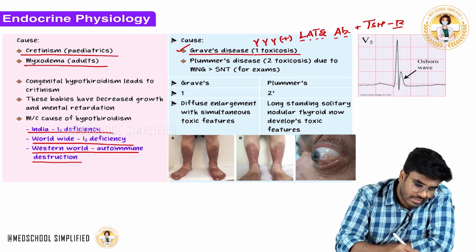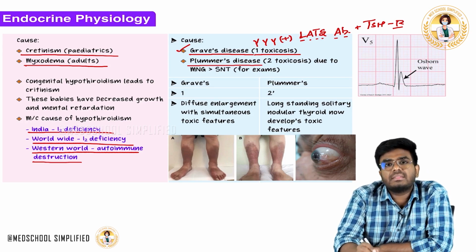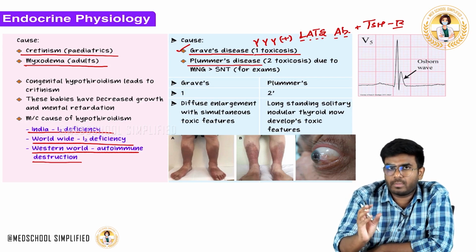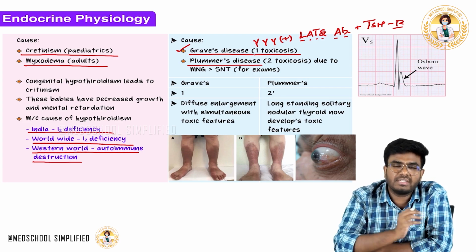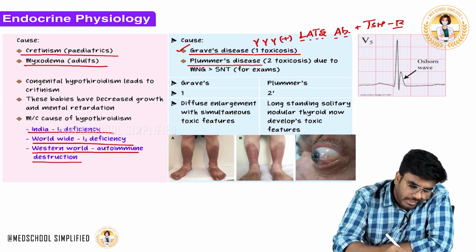Second cause is Plummer's disease. What is happening here? In the thyroid gland, some nodules are forming. Adenoma, some small nodules. These are hot nodules, producing excessive amounts of T3, T4. Independently they are producing excessive T3, T4. So what is the difference?